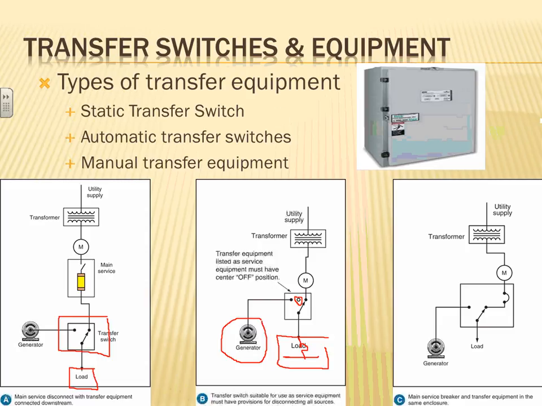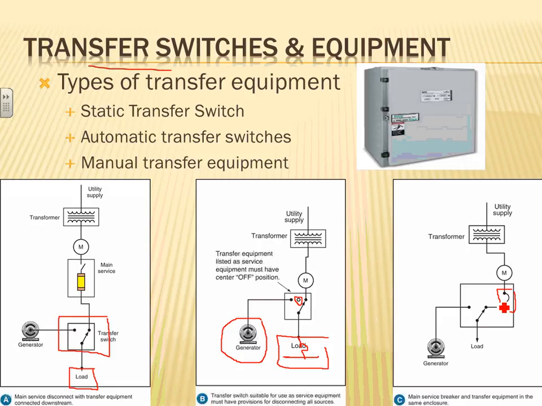Another option here is to have, inside the transfer switch, a compartment where you can put the service disconnect means right inside it, to feed your system. So basically your service disconnect is going to be part of the auto transfer switch.